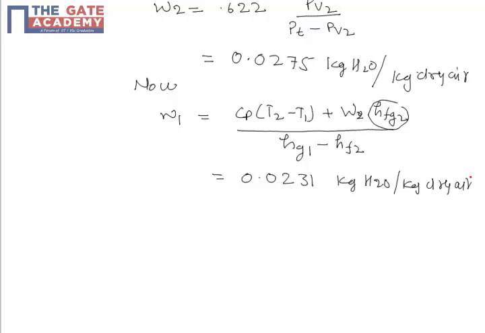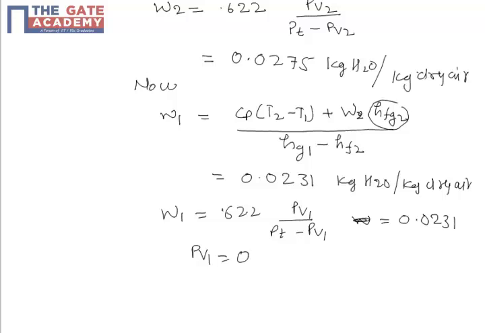Now with the help of these values we can find out the initial partial pressure of vapor. Because we know that W1 is equal to 0.622 PV1 divided by PT minus PV1. W1 we already know is 0.0231. From here we can find out the value of PV1. So PV1 is equal to 0.03580 bar.